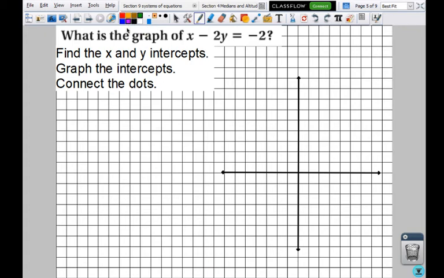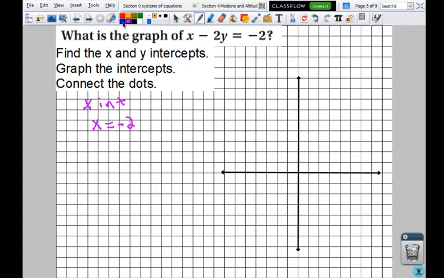Before I can graph, I need to do two things. I need to find my intercepts. So I'm going to start with finding my x-intercept. I'm going to ignore my y's and just go x equals negative 2. Do I even need to solve that? No, it's done already. That's kind of nice.